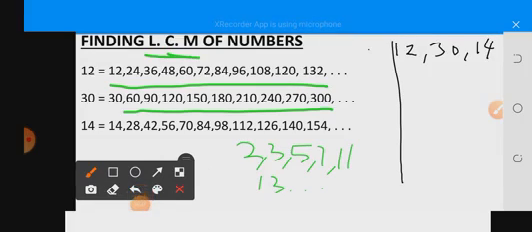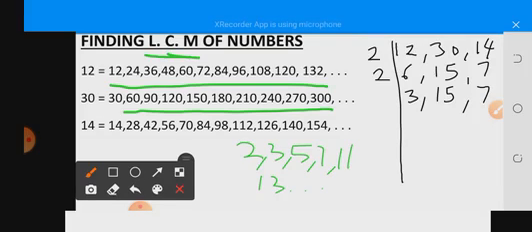2 divides 12 to give you 6. 2 divides 30 to give you 15. 2 divides 14 to give you 7. Now if you look closely, we could still use 2 to divide. 2 will divide 6 to give you 3. 2 will not divide 15 without a remainder, so you write the 15. Likewise, 2 will not divide 7 without a remainder, so you write your 7.